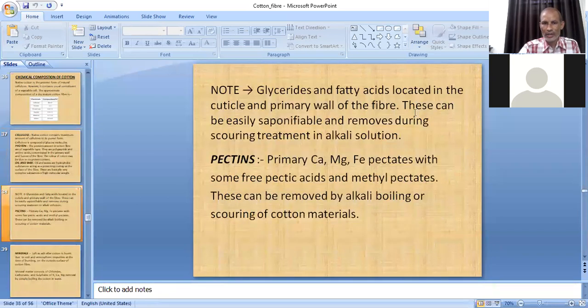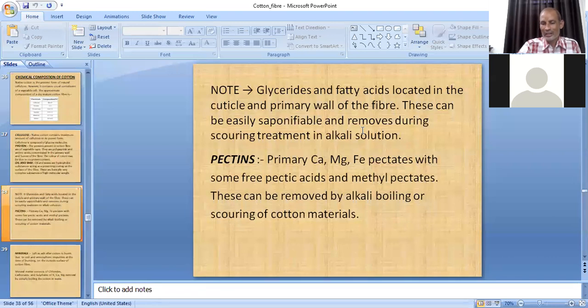Glycerides and fatty acids are located in the cuticle and primary wall of the fiber. These can be easily saponified and removed during the scouring treatment in alkali solution. So when we scour cotton textile material, some part of these oil and waxes gets removed. And day by day, when we use it and launder it, it is continuously in contact with chemicals and alkalis, so automatically the cuticle gets gradually removed. That is why, as you keep wearing cotton textile materials, their moisture absorption gradually increases because of removal of the cuticle part.